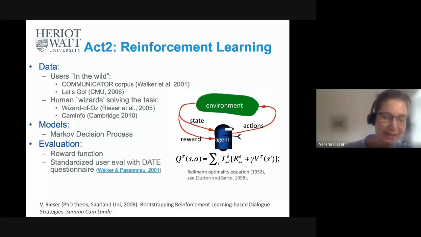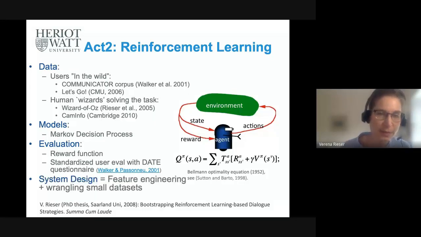The evaluation was done again in two ways. And this is where really the automatic metrics came in. So here we started to not just look into user questionnaires, but we also looked into some objective numbers, right? And here we looked at whether reward functions would go up or down. And in addition to that, if you wanted to publish, you also had to have a user evaluation. And the nice thing back in those days was that we actually had a standardized questionnaire called DATE, which we all used.